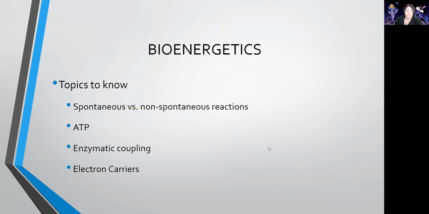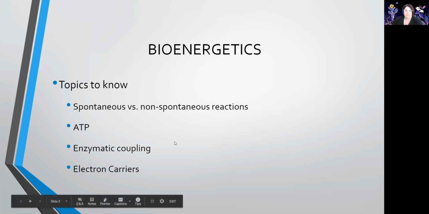Okay, so the main topics that are going to be covered, this should also be a good starting point if you want to review what you know from class. Differentiating spontaneous versus non-spontaneous reactions, looking at ATP and its structure and function, looking at enzymatic coupling, which is one of the jobs that enzymes have in our cells, and then also examining electron carriers.